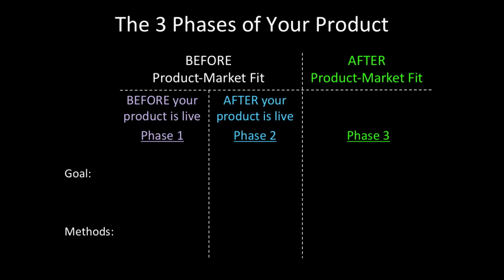So anyway, going back to our diagram, let's talk about what the goal should be in each of these phases. What's a high-level goal in each of these phases? In phase one, before we're live and obviously before we have product market fit, our goal is to test our hypotheses and gain confidence before we invest in building too much of our product. And the methods there are mainly qualitative.